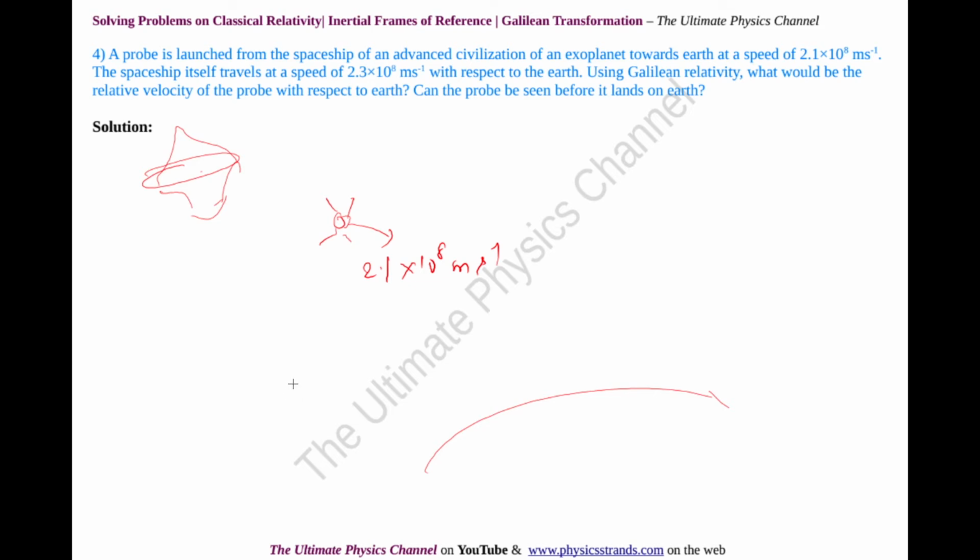The velocity with which such a probe is sent, let's call that v. The spaceship itself travels at a speed of 2.3 × 10^8 meters per second. Now using Galilean relativity, what would be the relative velocity of the probe with respect to the Earth? Can the probe be seen before it lands on the Earth? That is the question.